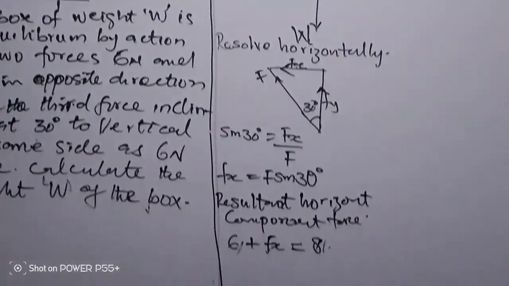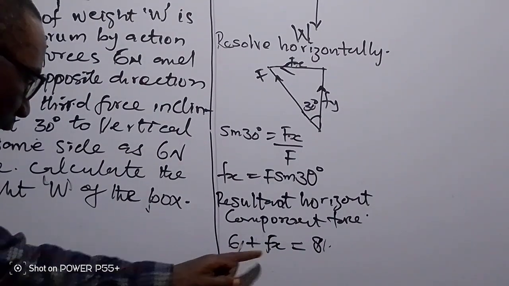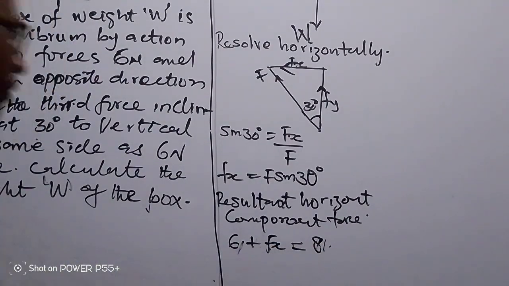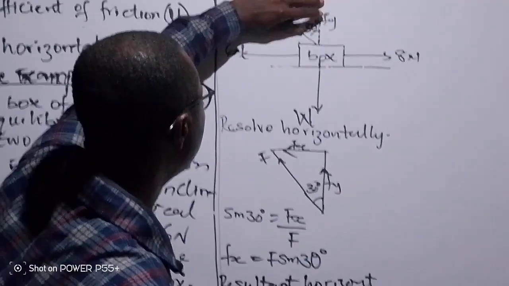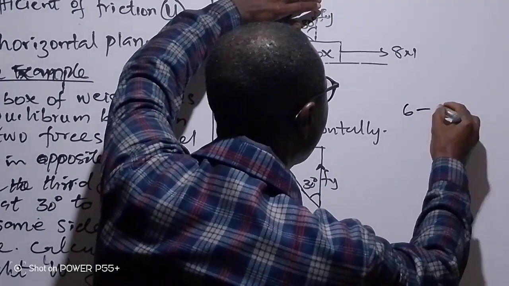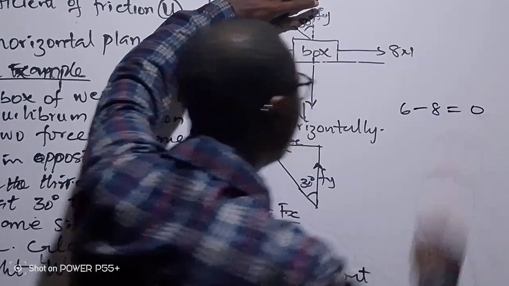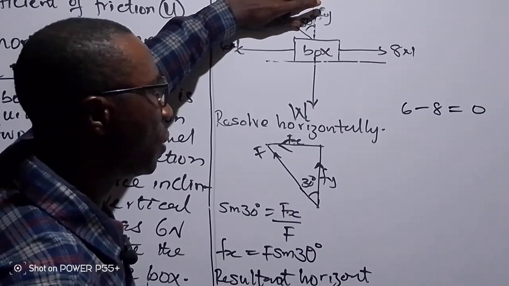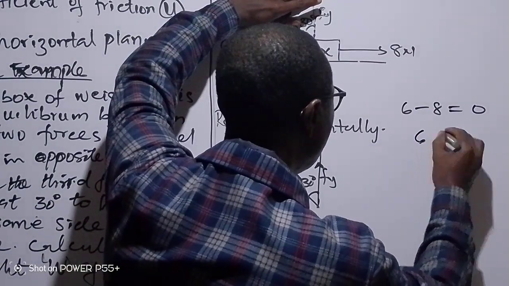Don't forget our formula. That will be 6 plus Fs equal to 8 Newton. Let me remind you, we said if it is only this 6 Newton and 8 Newton, it will be 6 minus 8, then is equal to 0, because the object is at rest. So then it will now be 6 is equal to 8.